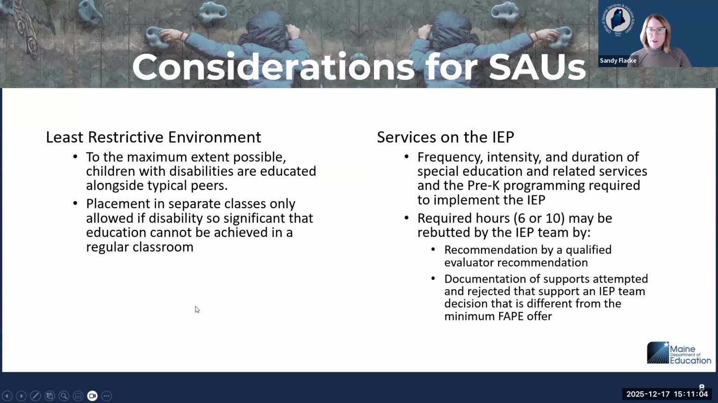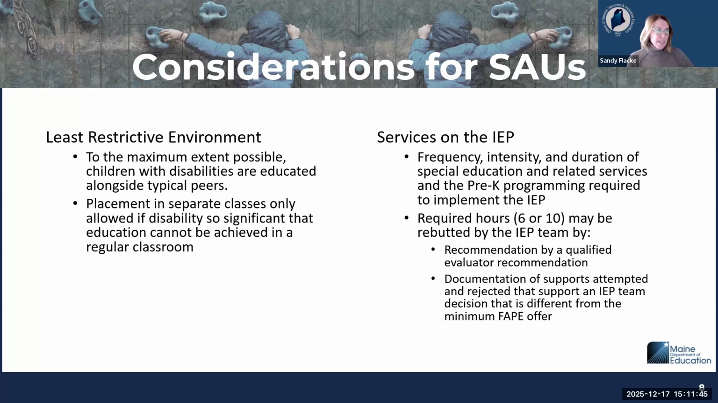So considerations for SAUs and the IEP teams is always looking at that least restrictive environment for early childhood special education students. As we know, to the maximum extent possible, children with disabilities are educated alongside their typical peers. These are all of these programs that we've been mentioning today. And then placement in separate classes is only allowed if the disability is to the extent that the child cannot be educated within a regular education program. Once again, those early care and education programs we've been talking about.